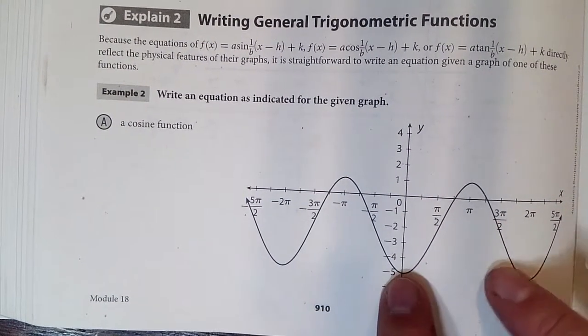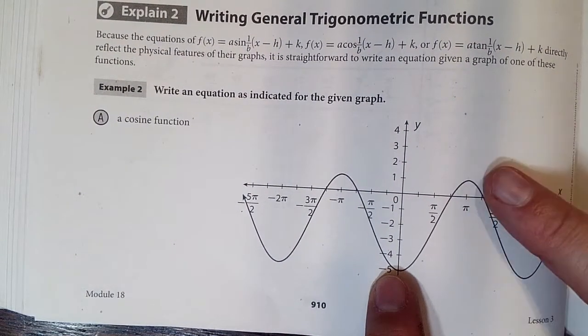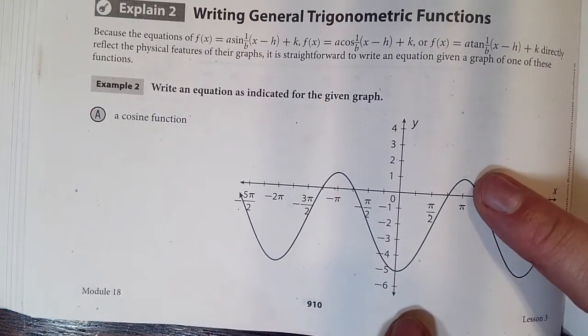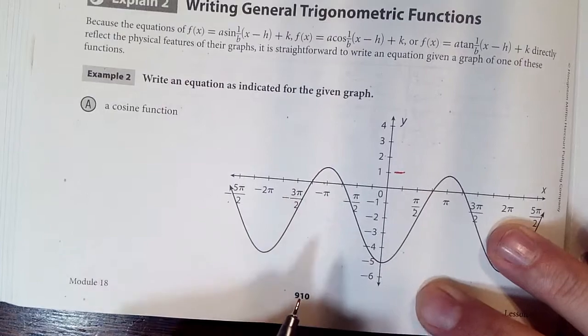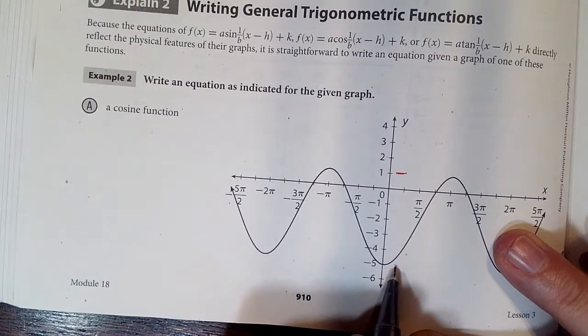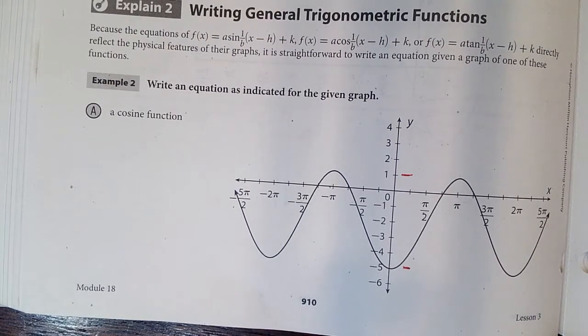So the first thing you want to do when you're given a graph is figure out what the highest point is and what the lowest point is. So highest point here is 1. So I'm just going to make a little note. This is my high point. Okay? The lowest point it goes is 5. That's my lowest point. So first thing, just like when you're graphing it, I want to find my midline.